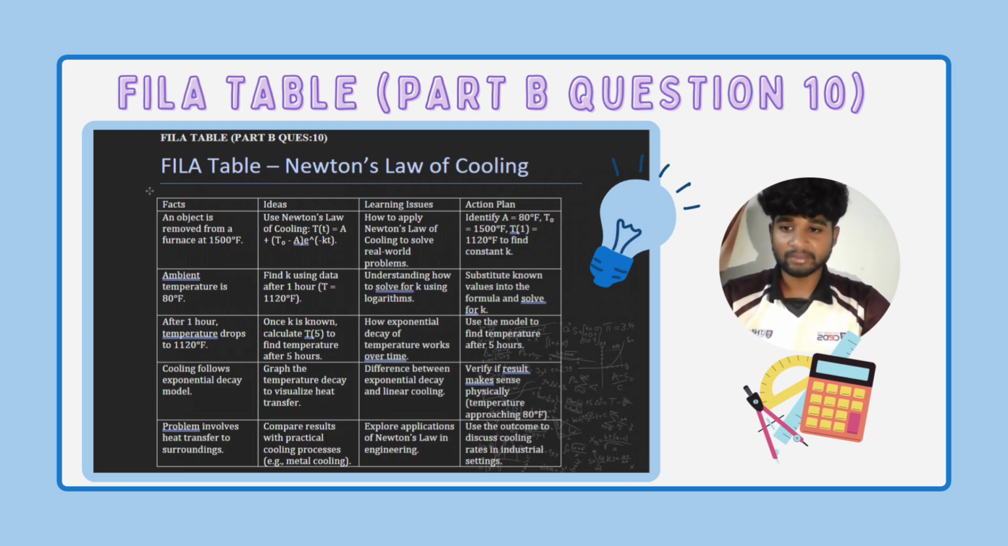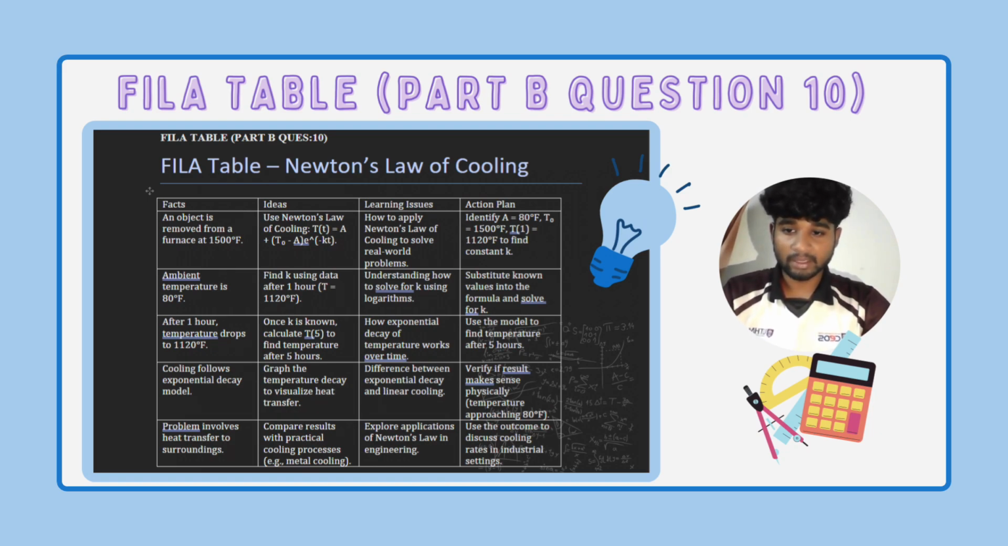This is a heat transfer problem between the object and its environment. Moving to the ideas, we apply Newton's law of cooling given by the formula T equals A plus (T initial minus A) times e to the power of negative kt, where A is the ambient temperature, T initial is the initial temperature, and k is the cooling constant.